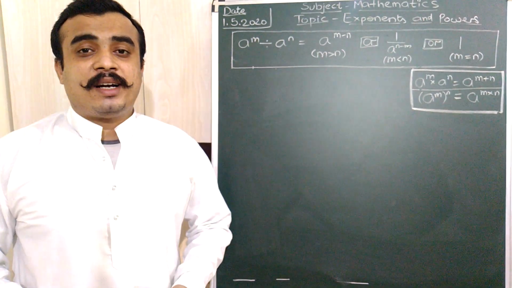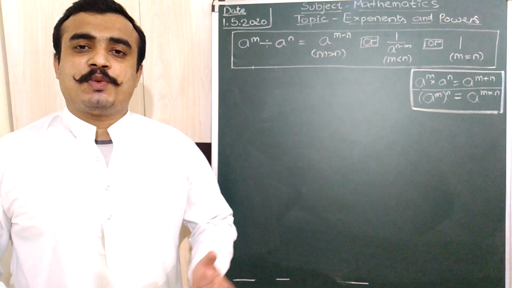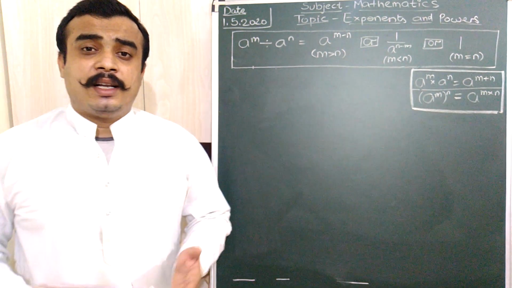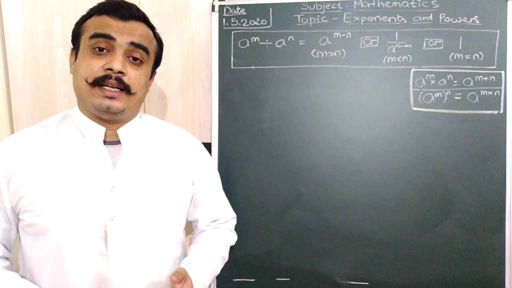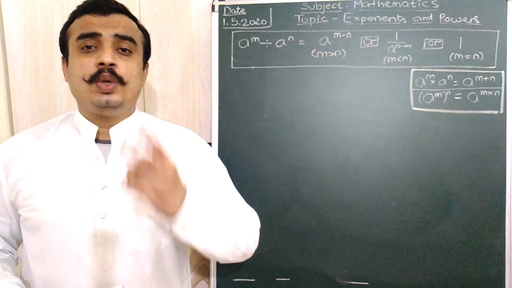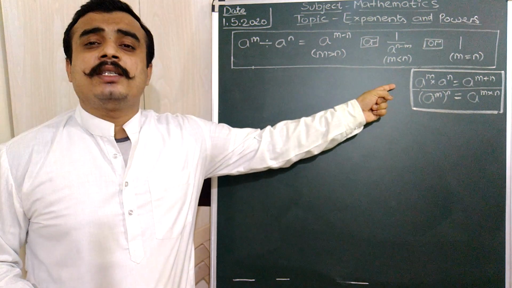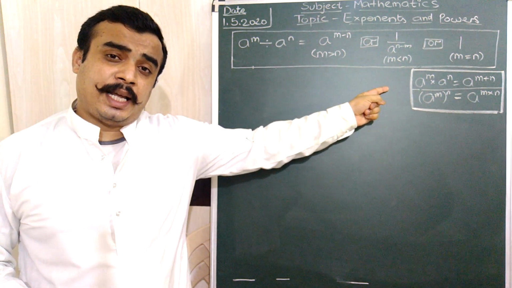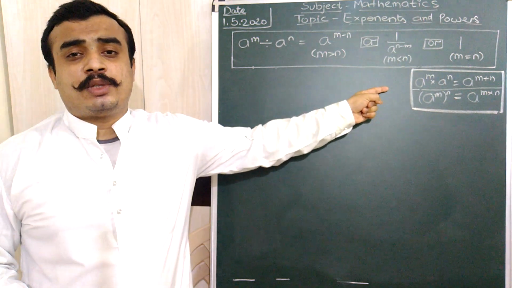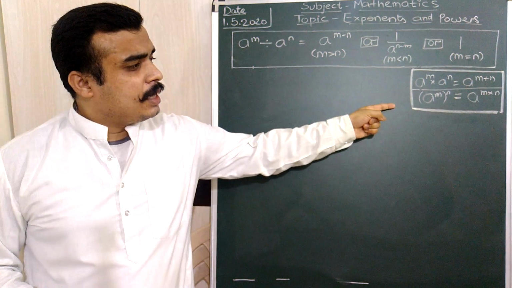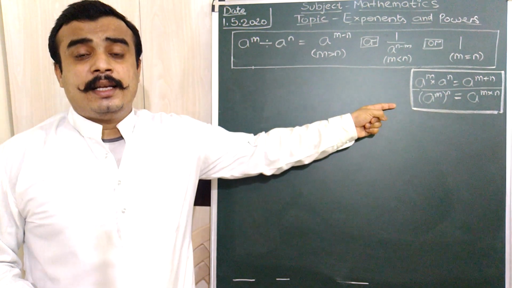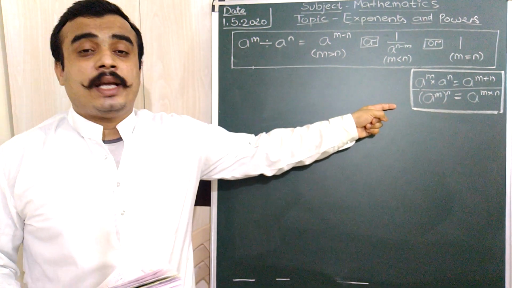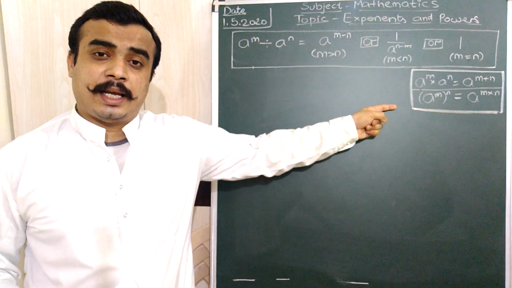Today we are going to do part 3 on the chapter exponents and powers. So let's begin. In the earlier part we have learnt about laws of exponents, and in that we have learnt two laws. The first law was a raised to the power m into a raised to the power n is equal to a raised to the power m plus n. And the second law was a raised to the power m whole raised to the power n is equal to a raised to the power m into n.